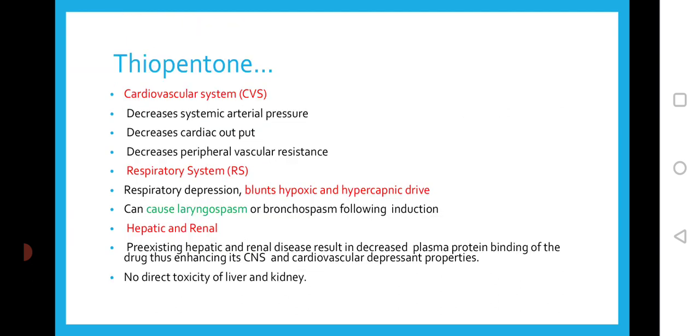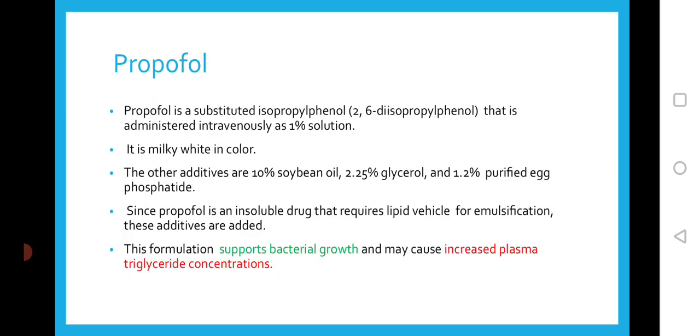In cardiovascular system, decreases systemic arterial pressure, cardiac output, and peripheral vascular resistance. In respiratory system, respiratory depression, blunts hypoxic and hypercarbic drive, can cause laryngospasm or bronchospasm following induction. Hepatic and renal: pre-existing hepatic and renal disease results in decreased plasma protein binding of the drug, thus enhancing its CNS and cardiovascular depression properties. No direct toxicity of liver or kidney.